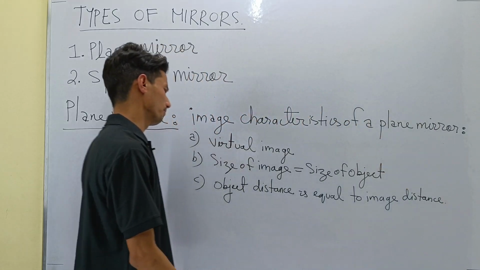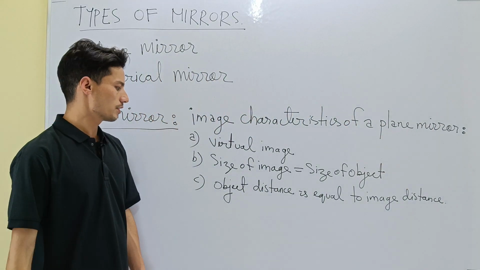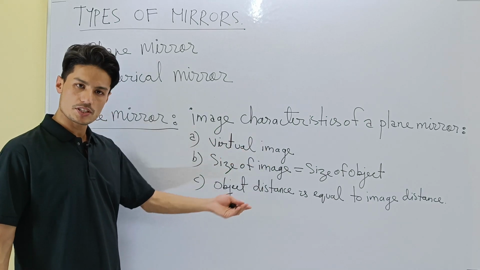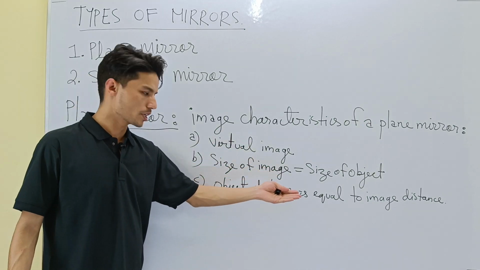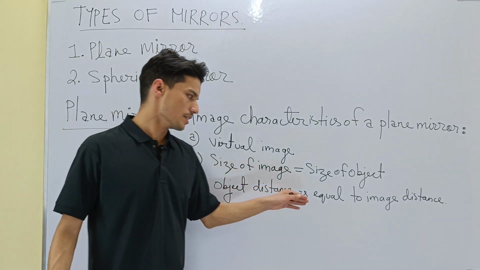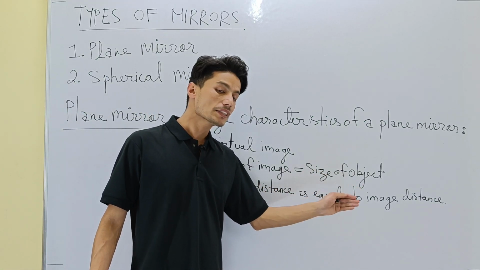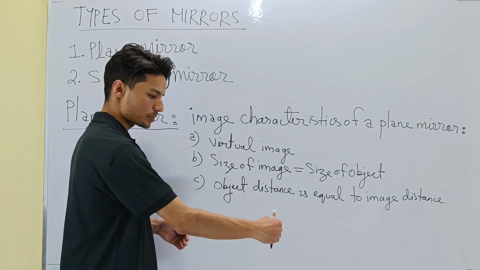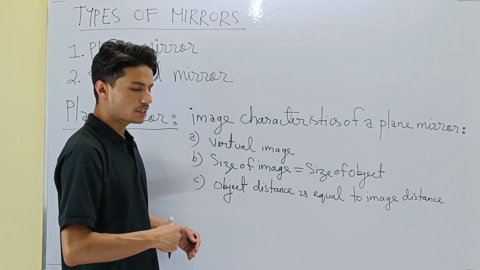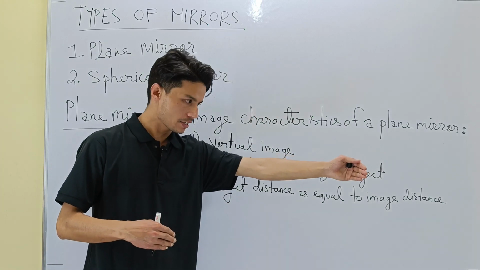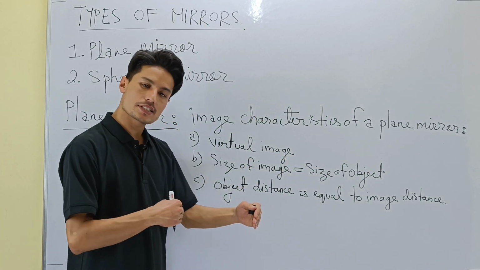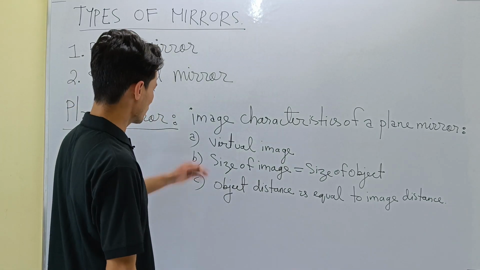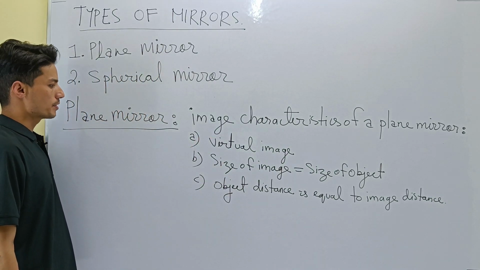Now, these are the image characteristics of a plane mirror: it produces a virtual image, the size of the image is equal to the size of the object, and the object distance is equal to the image distance. What this means is that the distance between the mirror and me, which is called the object distance, will be equal to the distance between my image and the mirror. This is called object distance equal to image distance. All right, so these are the three image characteristics of a plane mirror.